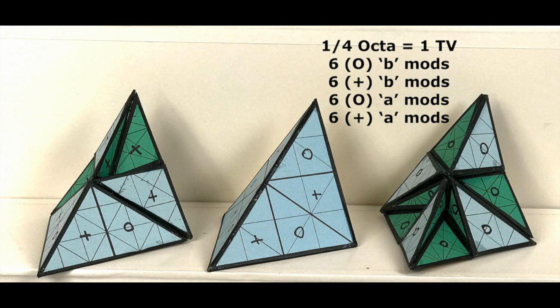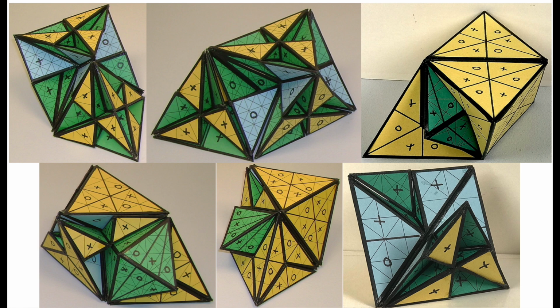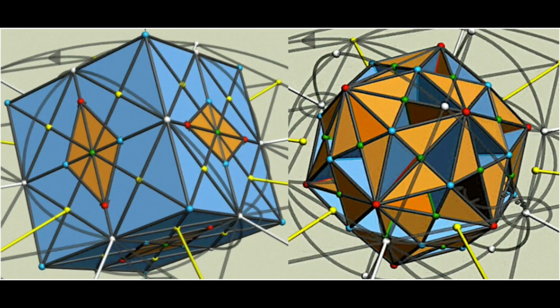The 1/4 octa mod has 6 B mods of both spins and 6 A mods of both spins. 6 times 4 equals 24 equals 1 tetravolume. We will explore the A and B mods in more detail in later videos. For now, we have a pair of most effective minimum volumes that build all the structures in the sphere family. The bubble family has the T mod.